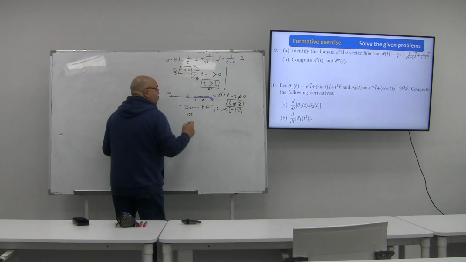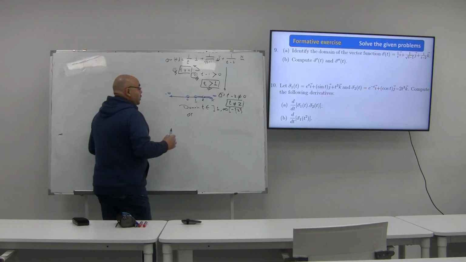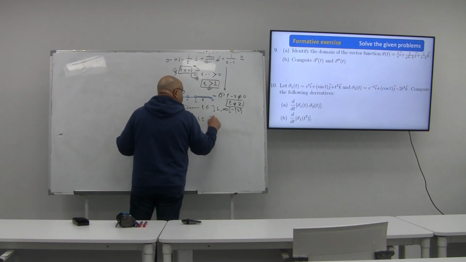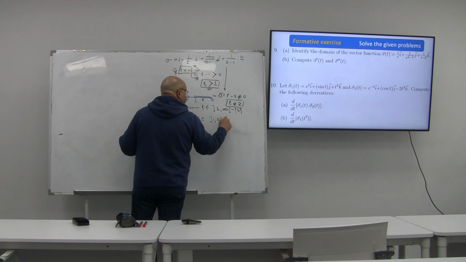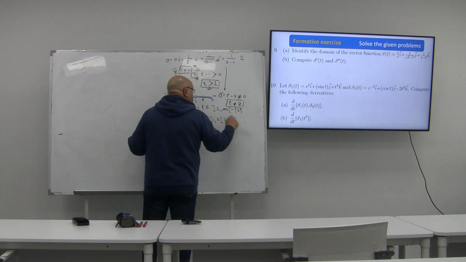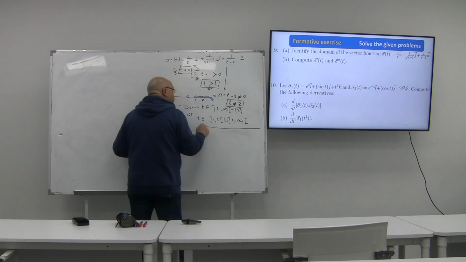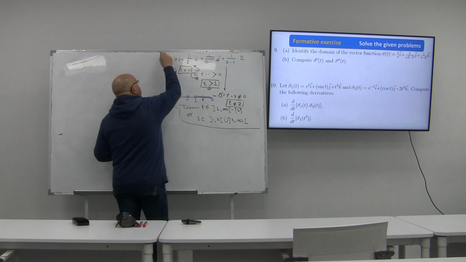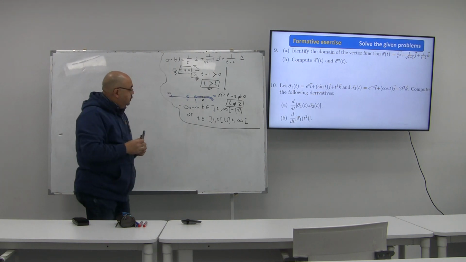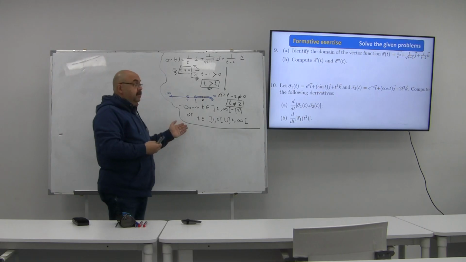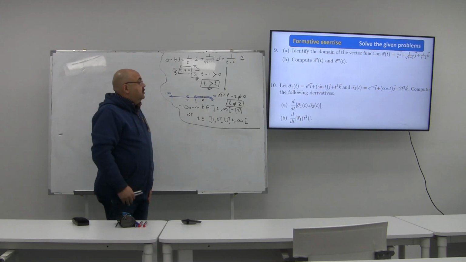Or you can write it like this: t belongs to the interval open at 1 and open at 2, union the interval starting from 2 up to infinity. It's really up to you how to describe your domain. So this is going to be the domain. It's really very simple, as you can see.